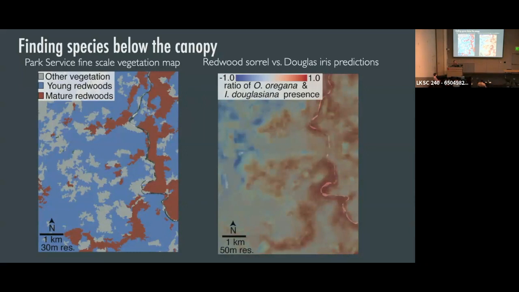So learning that old growth redwoods tend to be a better environment for redwood sorrel and vice versa for Douglas iris and secondary redwood growth, which is really awesome because many of these species, again, we cannot directly detect from remote sensing imagery, but if we can link them to things indirectly that we can observe, then that's very exciting for unlocking the potential of remote sensing for ecological questions.